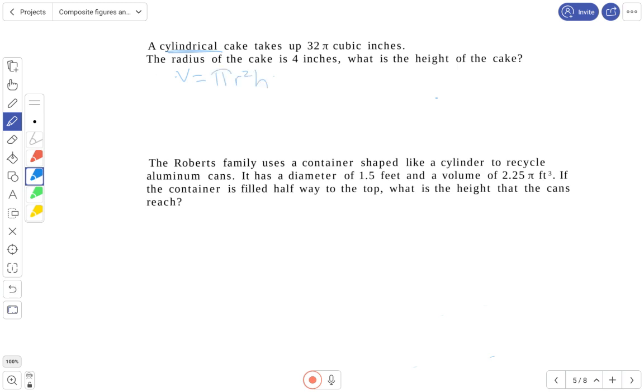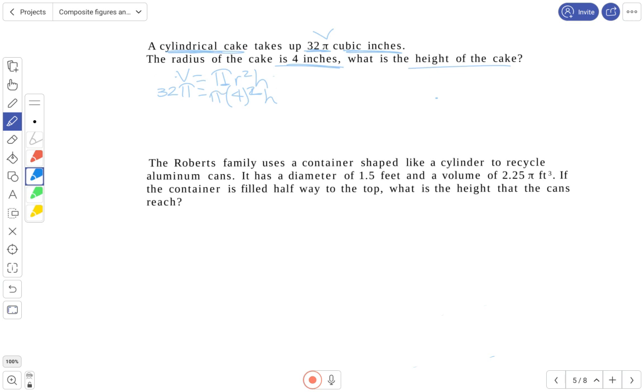And now I'm going to substitute in what I know. It's saying that this cake takes up 32 pi cubic inches. Remember, volume talks about the amount of space that it takes up, or the amount of space that it would take to fill the object. So 32 pi is your volume, and I'm going to put that in for V. It says the radius of the cake is 4 inches, and it's asking for the height. Pi is actually a number. You're never going to substitute anything in for pi. It's a number, it's just that we write it as a symbol.